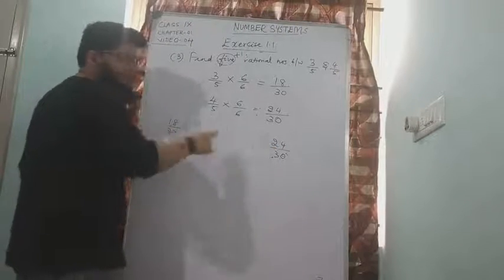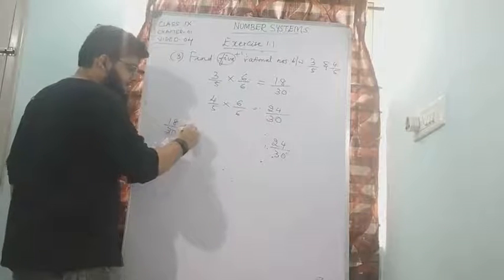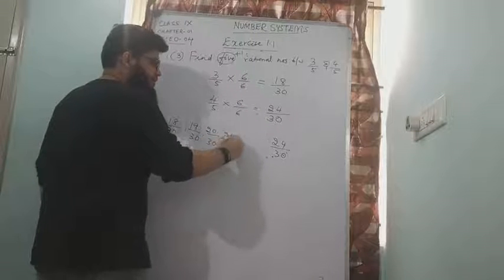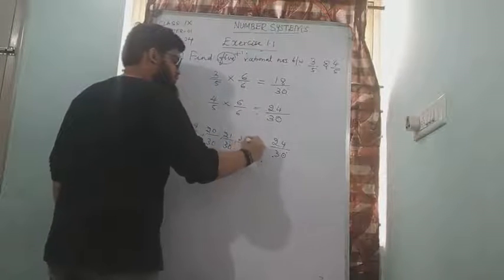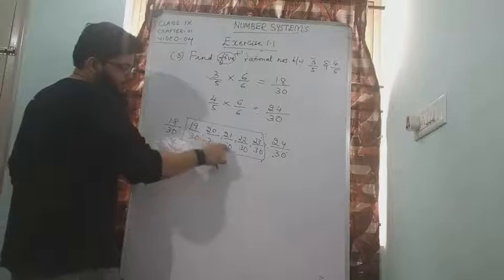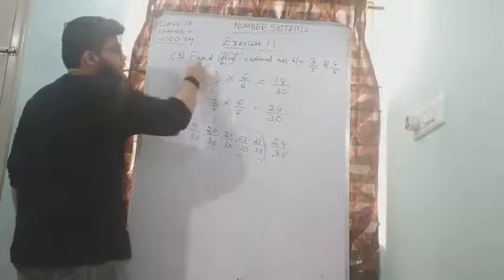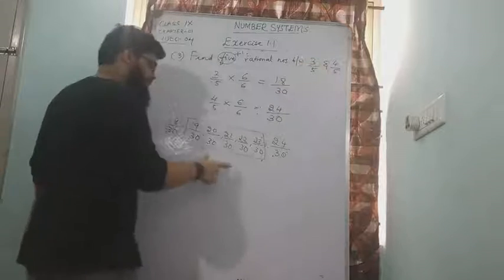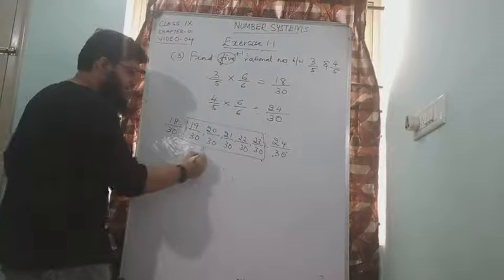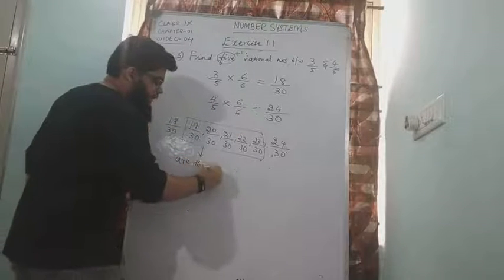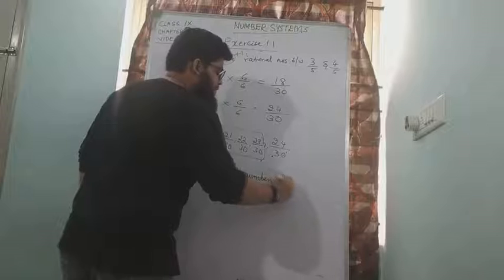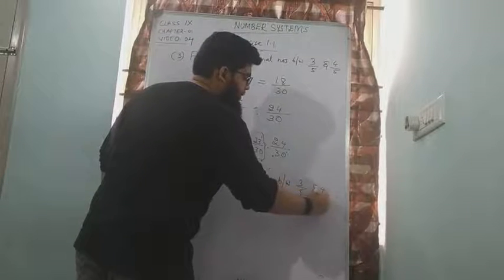So from 18 to 24, which are the numbers that are missing? 18, 19, 20, 21, 22, 23. So if you check how many numbers are these? 1, 2, 3, 4, 5. What was the question? Find 5 rational numbers between 3 by 5 and 4 by 5. So these are the rational numbers between 3 by 5 and 4 by 5. So you can directly write these as the rational numbers between 3 by 5 and 4 by 5.